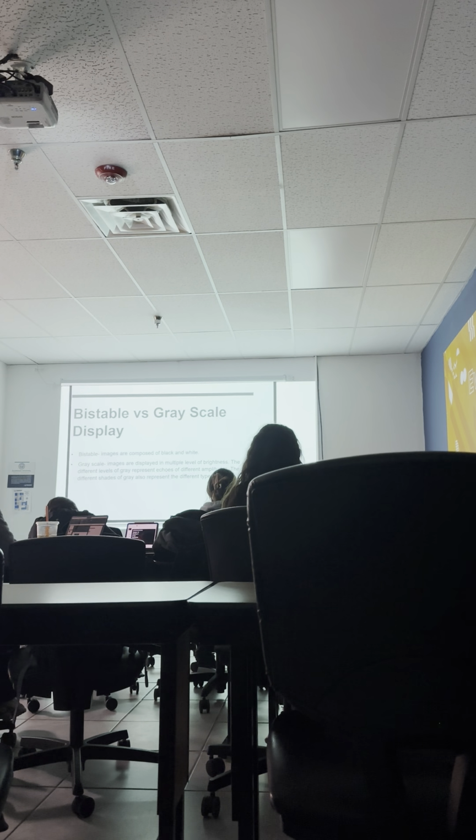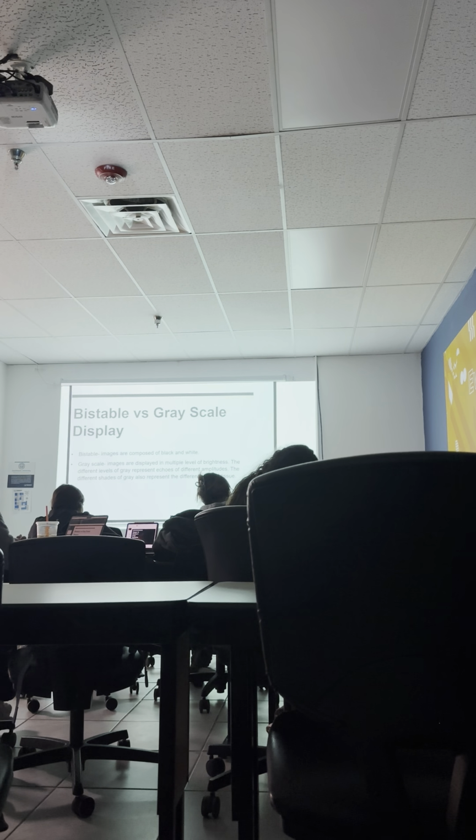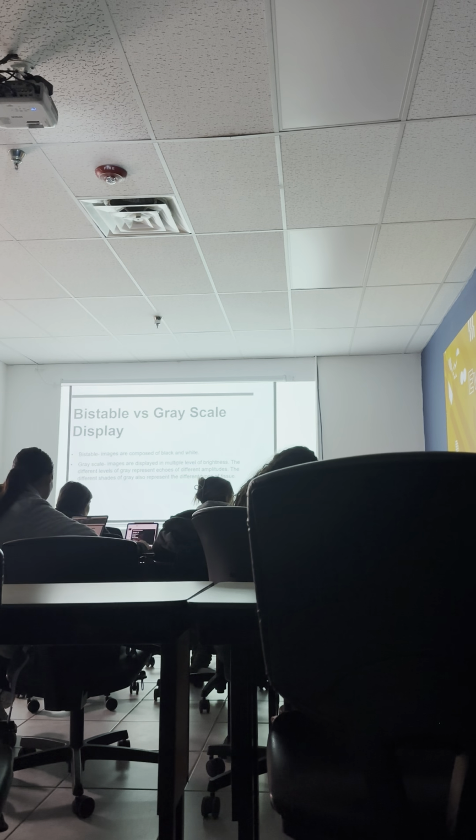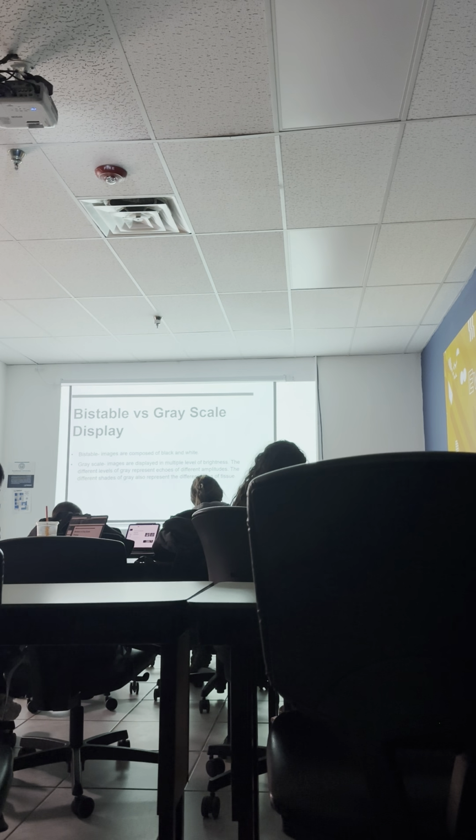Okay, so how many shades of gray can we see? The machine compresses those into a way that's more manageable for the machine to show, or to not show, the amount of shades of gray. The more shades of gray, the more grayscale it is. The fewer shades of gray, the more bistable it is. Bistable images are composed of black and white, and grayscale images are displayed in multiple levels of brightness. The different levels of gray represent echoes of different amplitudes.